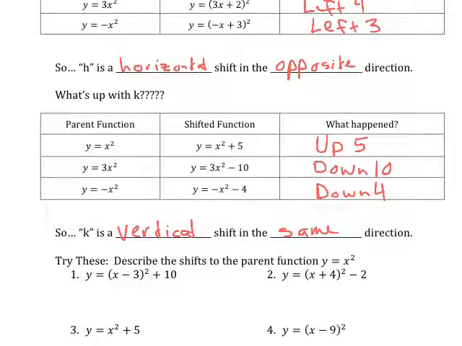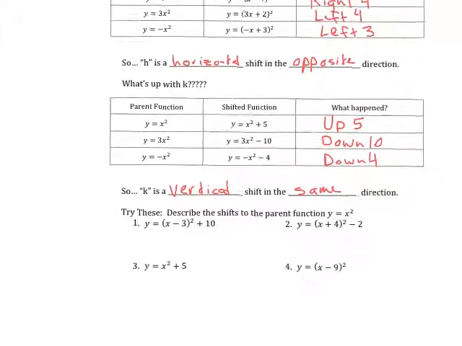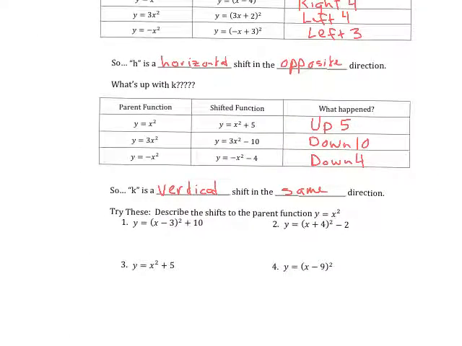Okay? So go ahead and pause the video. Do the four try these down below. Some of them will have two shifts. So if there's a number inside the parentheses and another number outside the parentheses, then there might be two shifts. So you might have to go left and up or right and down or anything like that. Okay? So go ahead and pause the video, do the four try these problems, and then unpause when you're ready for me.